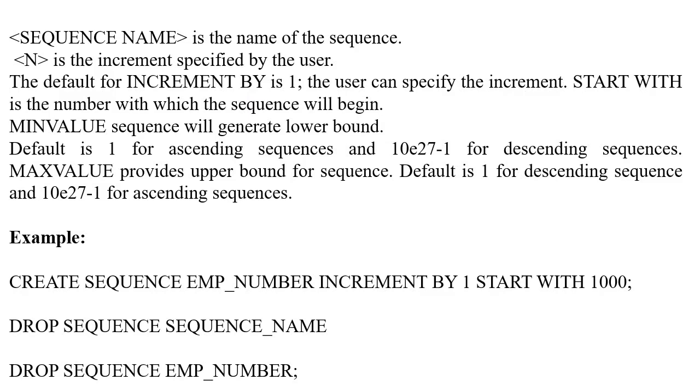Start with is the number with which the sequence will begin. Minimum value is the lower bound the sequence will generate. The default is 1 for an ascending sequence and 10e27-1 for a descending sequence. Max value provides the upper bound for the sequence. The default is 1 for a descending sequence and 10e27-1 for an ascending sequence. For example, create sequence EMP_number increment by 1 start with 1000.